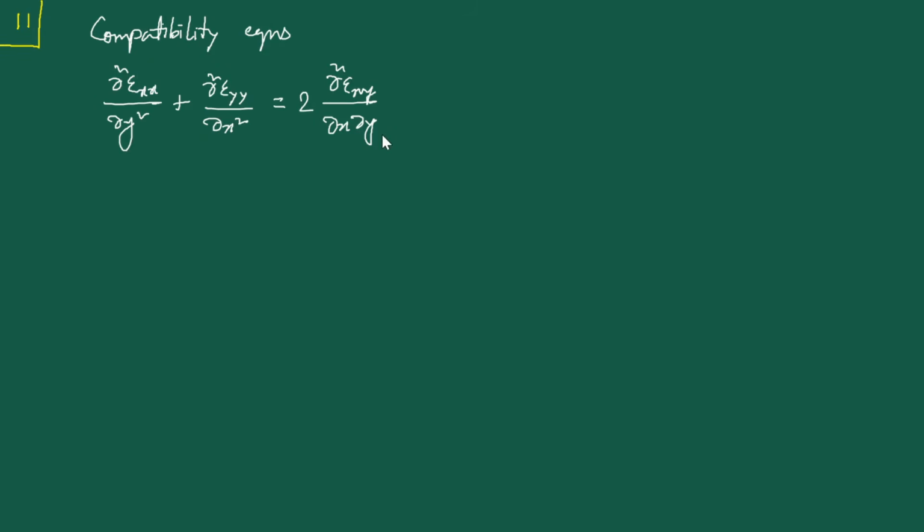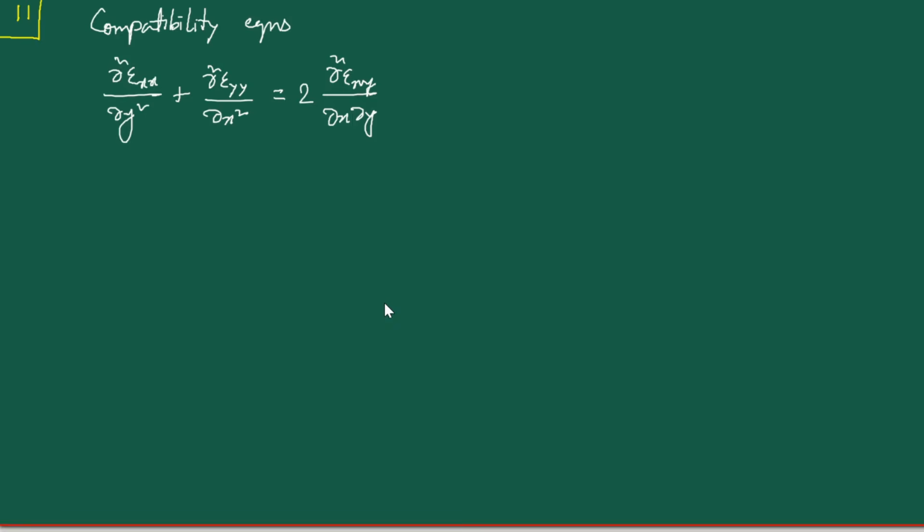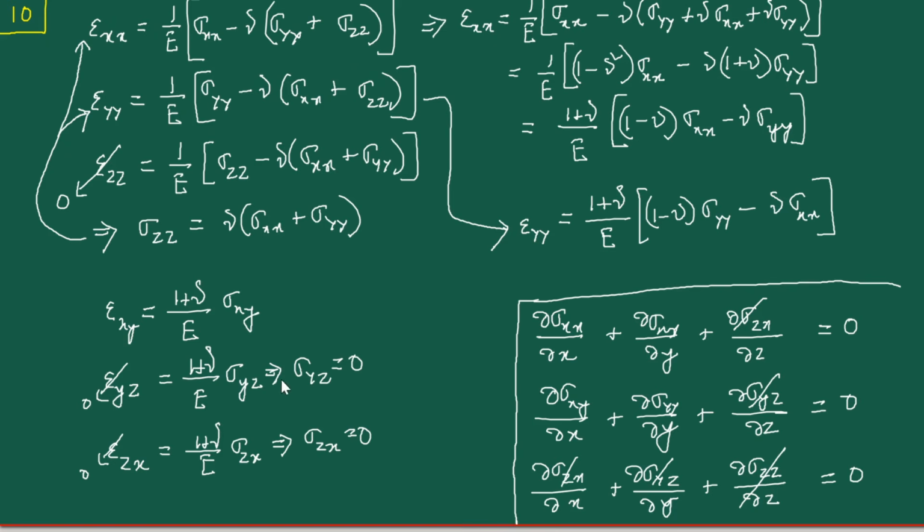This is the only substantial equation that we have from the compatibility equations, and what we are going to do here is substitute the expressions of epsilon xx, epsilon yy, and epsilon xy using these relations. We are going to do that in the next lecture.